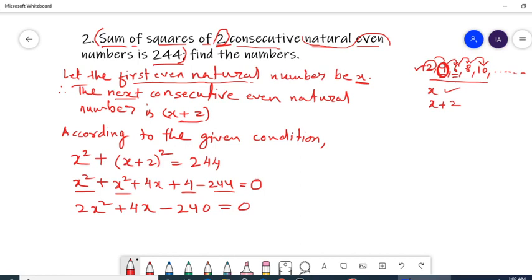Now this equation can be reduced as x square plus 2x minus 120 equals 0. What are we doing here? We are dividing the above equation by 2.